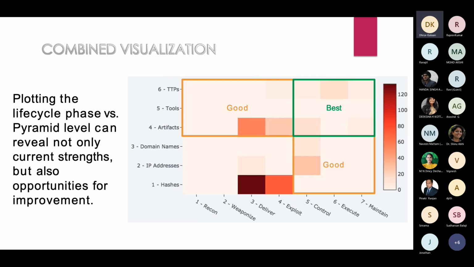The next step, what we do is we plot both of them side by side. So what we do is we take the TTPs, the pyramid of pain on one side and the kill chain on the other side, and we combine these values. Now, what it actually helps you to do is that it will let you know where I have an extreme amount of information or where I can also improve in terms of garnering information from the attacker.